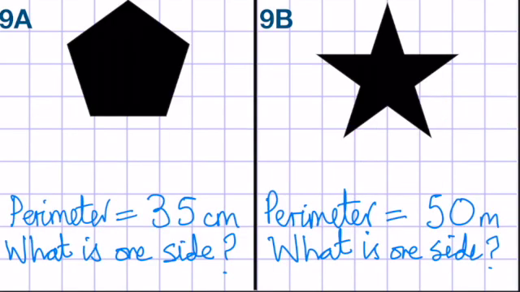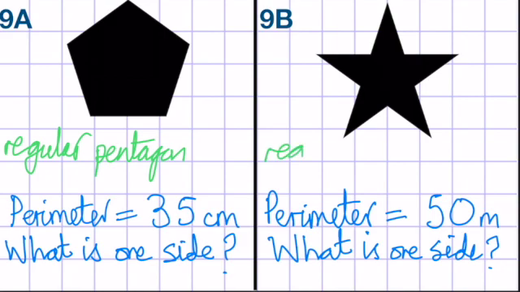Right, here we have a regular pentagon. That means all the sides are the same. And a regular decagon. That means all the sides are the same. A pentagon has 5 sides. So there are 5 sides and they're all equal. A decagon has 10 sides. So there are 10 sides and they're all equal.